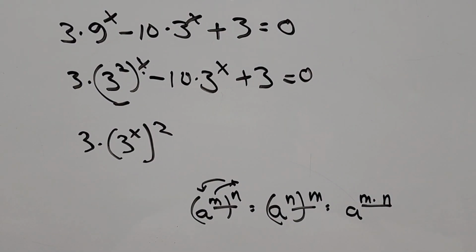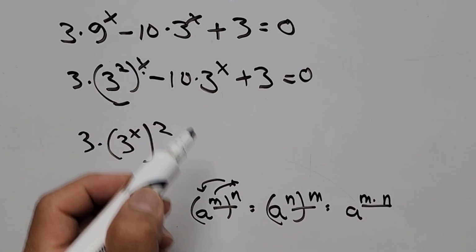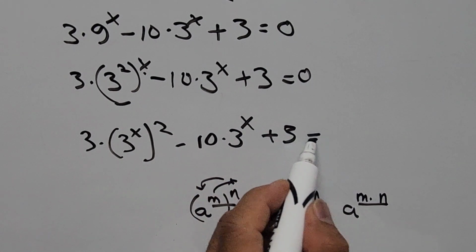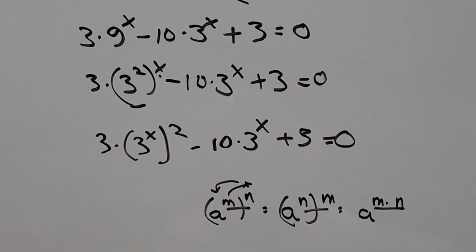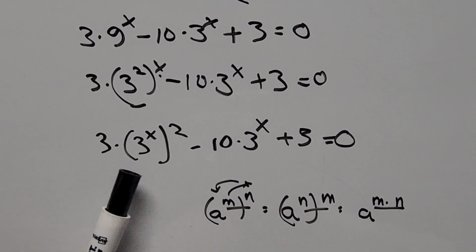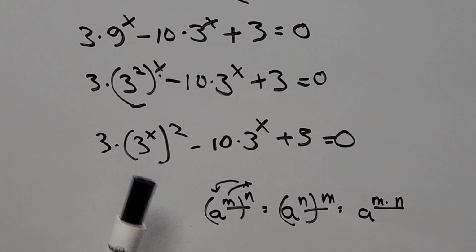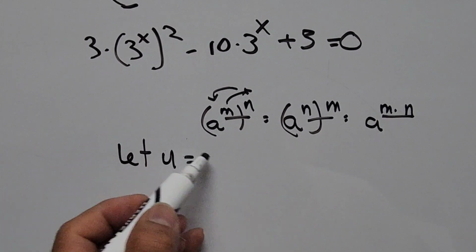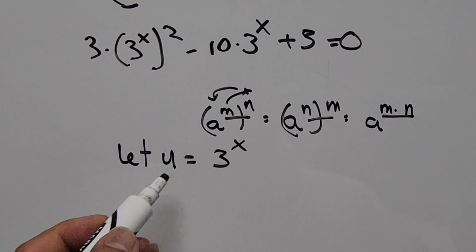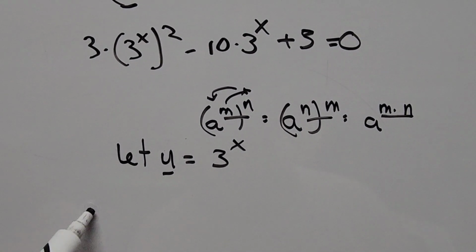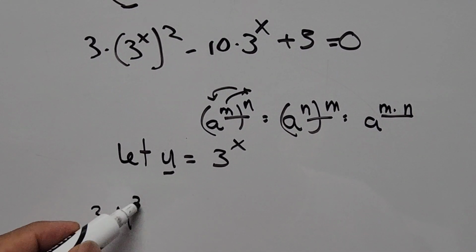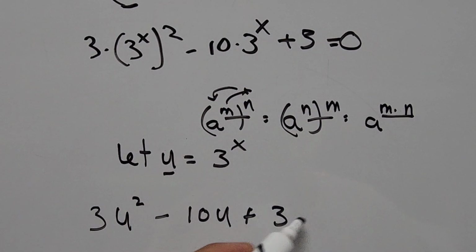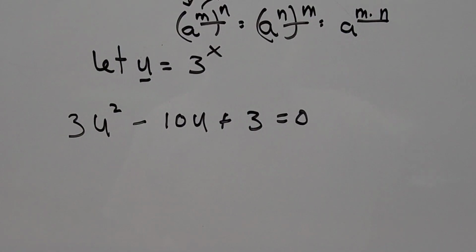So going back to our equation now. The second term, minus 10 times 3 to the power of x, then plus 3 equals 0. From here, we're introducing a variable to represent 3 to the power of x. So let u be equal to 3 to the power of x. Substitute this variable into our equation. So we have 3 times u squared minus 10u plus 3 equals 0. And so let's factor this out.